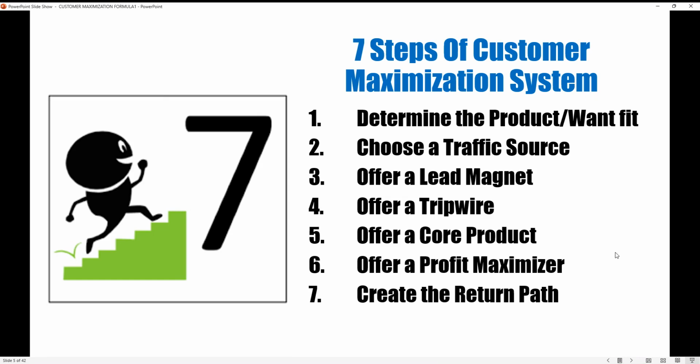All right, so I'll repeat that. Number one, you determine the product fit. Number two, you have to choose a traffic source, at least one at a time. Then number three, you have to offer a lead magnet. Number four, offer a tripwire. Number five, offer a core product. Number six, offer a profit maximizer. Number seven, create a return path. Numbers 3, 4, 5, and 6 are actually going to be products. Are you seeing that now? That's why I say a minimum, a 4-product funnel.